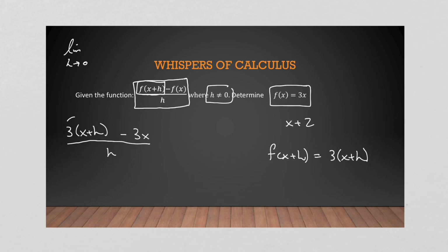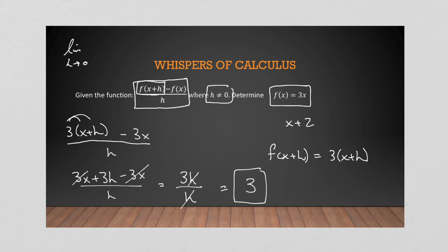So water bomb that in, 3x plus 3h minus 3x all over h. Well, the 3x minus 3x is 0, and you're left with 3h over h, and h divided by h is 1. So you're left with just 3. And you'll see what that means again once you get to calculus.